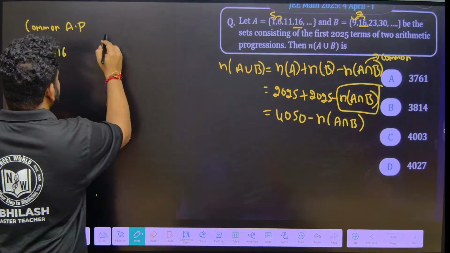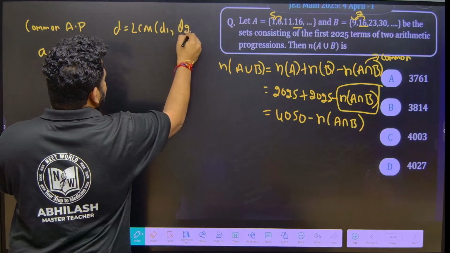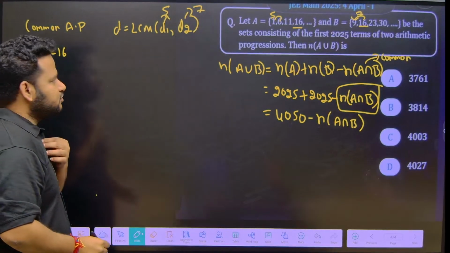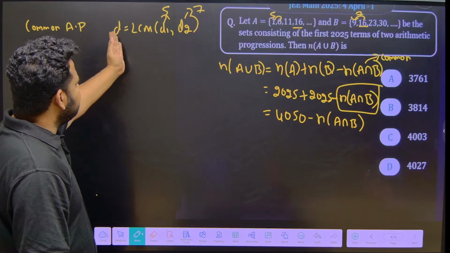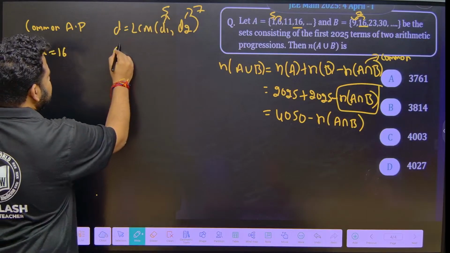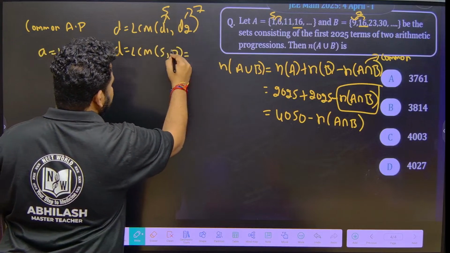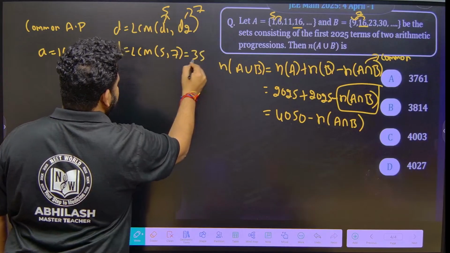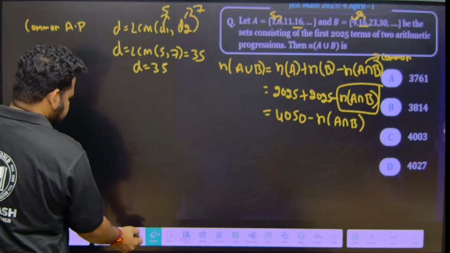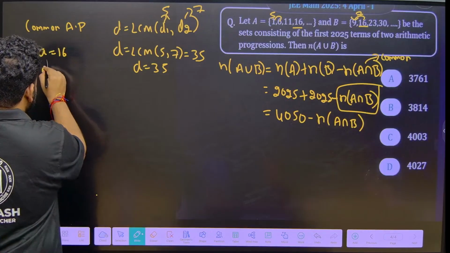For this D, we have to find the LCM of D1, D2. D1 is 5, D2 is 7. So to find the common difference of the common AP, you have to find the LCM of 5 and 7. They are co-primes, so definitely it is 5 into 7, that is 35. So D is equal to 35. In this common AP we got A is equal to 16 and D is equal to 35.